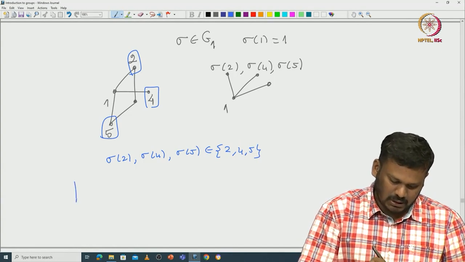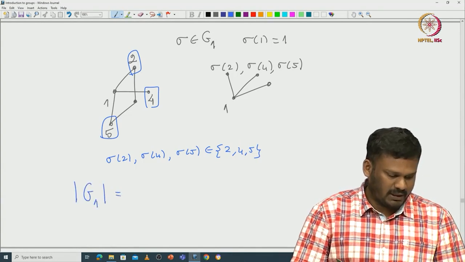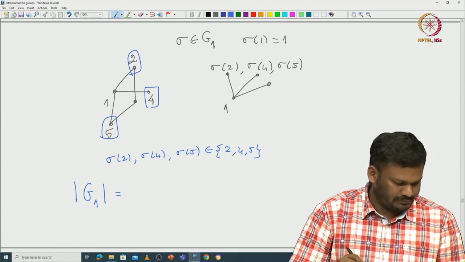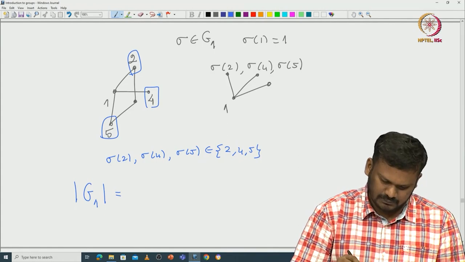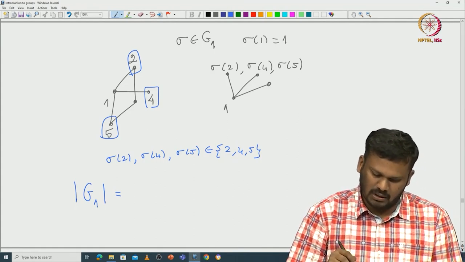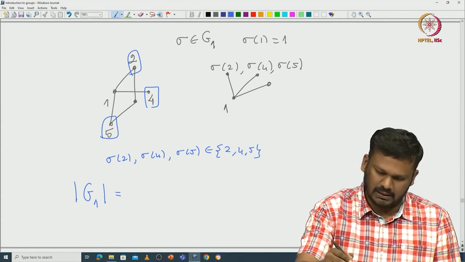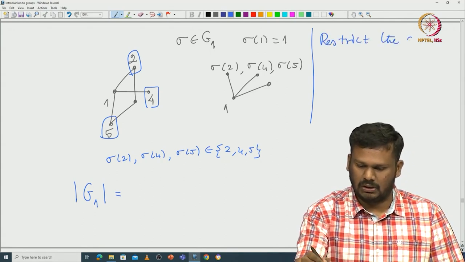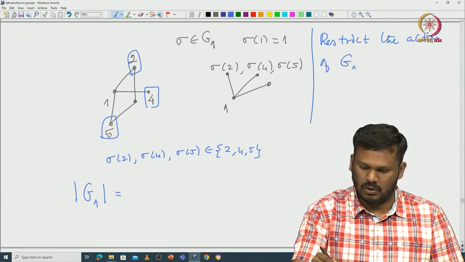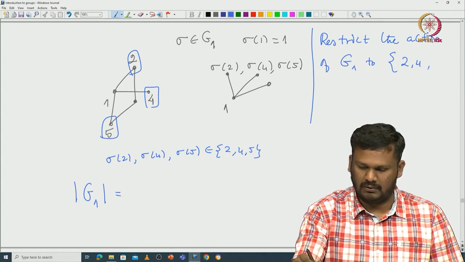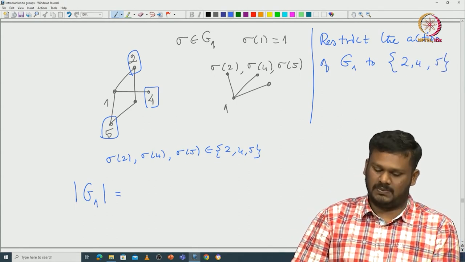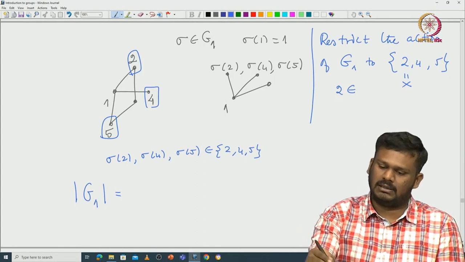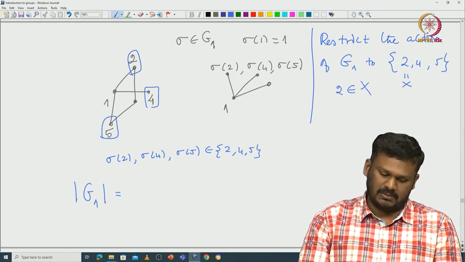Then if you are interested in calculating the cardinality of G1, what will happen? For example, I can pick 2. Let us pick 2, which is in the vertex set. Then you can restrict the action of G1 to only 2, 4, 5, because we just verified that 2, 4, 5 is an invariant subset. In particular, I am taking 2 from this set and looking at what happens to the orbit as well as the stabilizer.